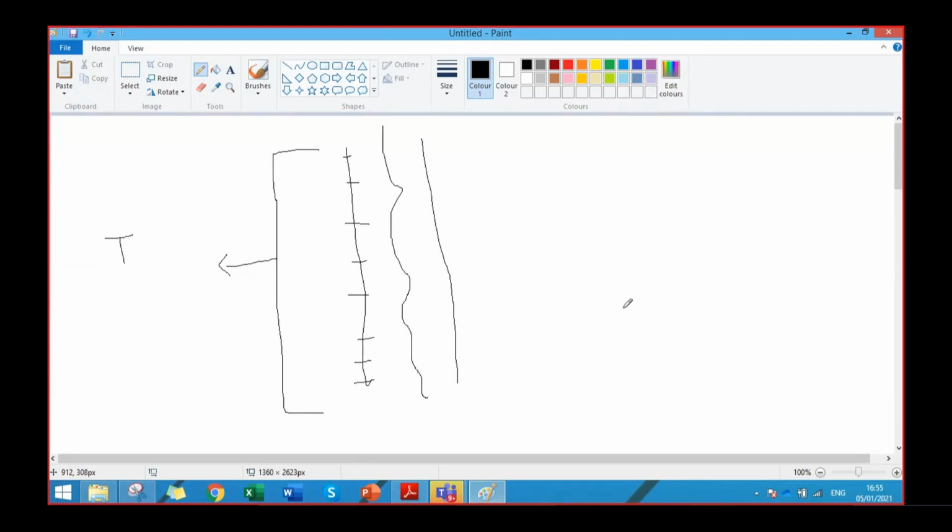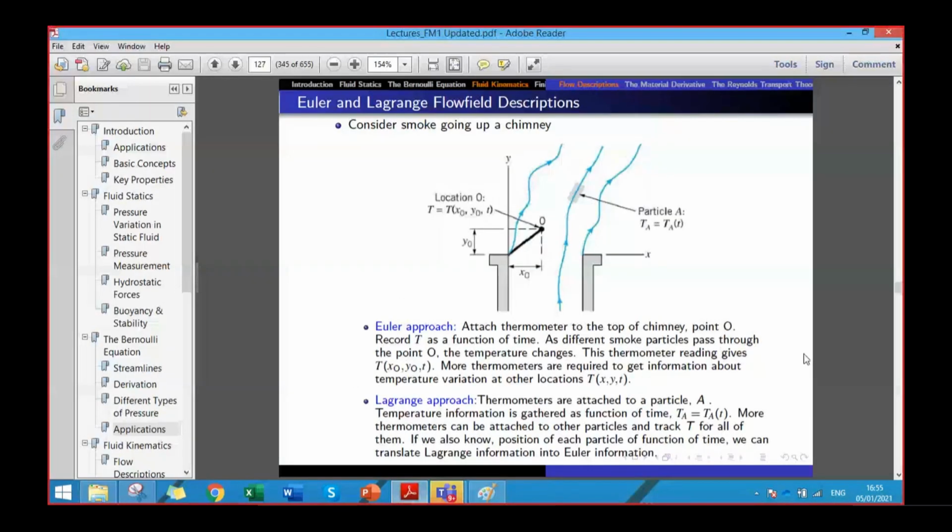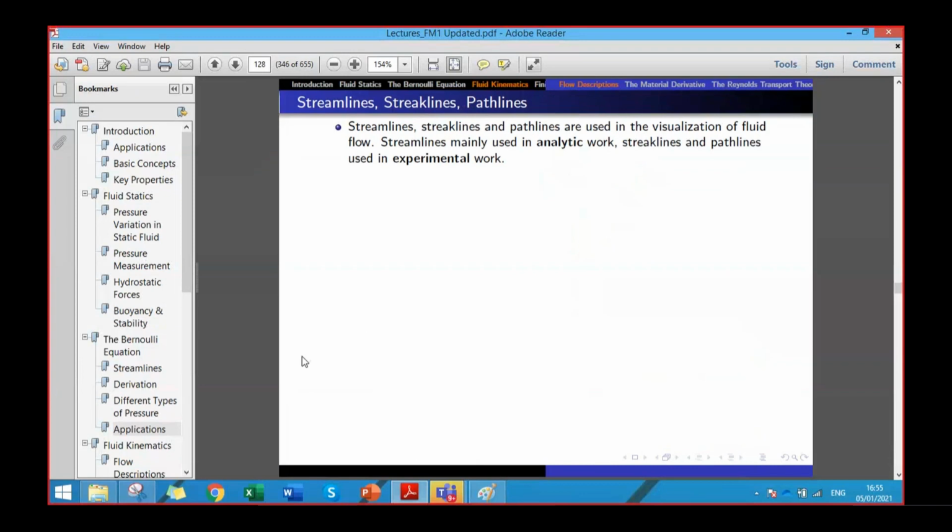So it is possible to convert between the two descriptions, the Lagrange description and the Euler description. So if we are clear about the Euler approach and the Lagrange approach, then we can further define streak lines and path lines. We are already familiar with streamlines. We will discuss in further detail what a streamline is, and streak lines and path lines.